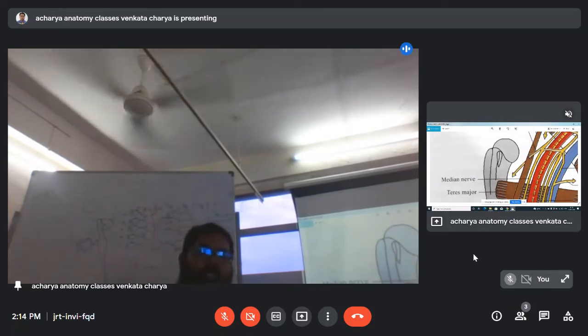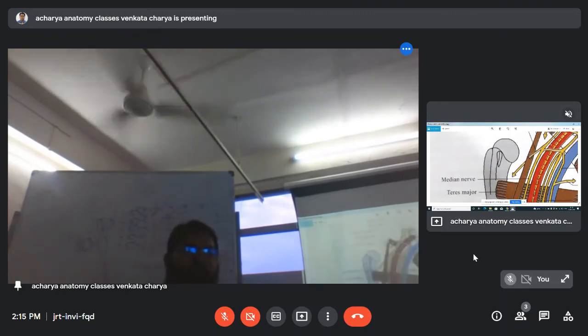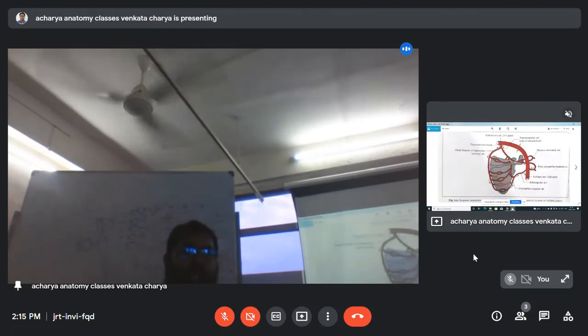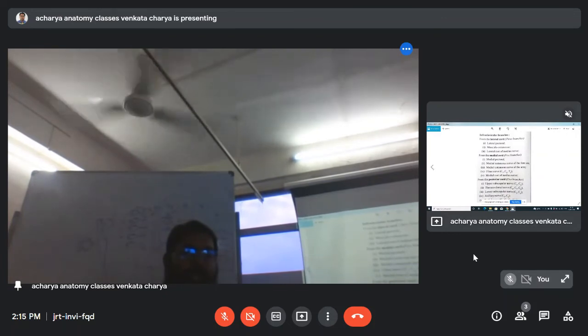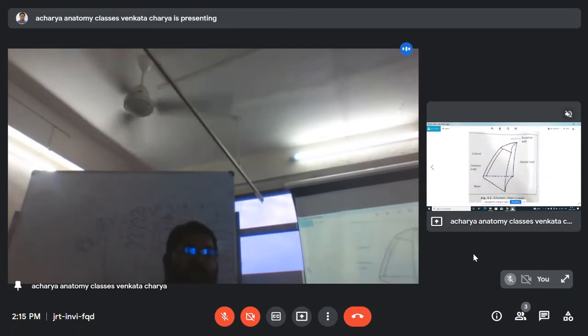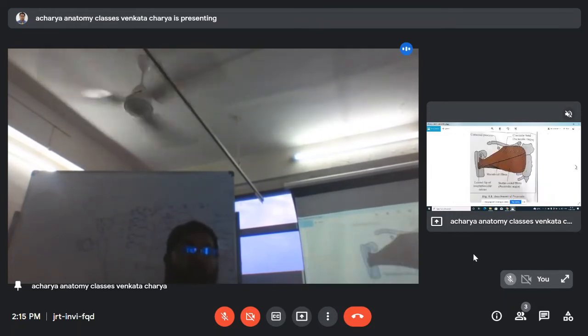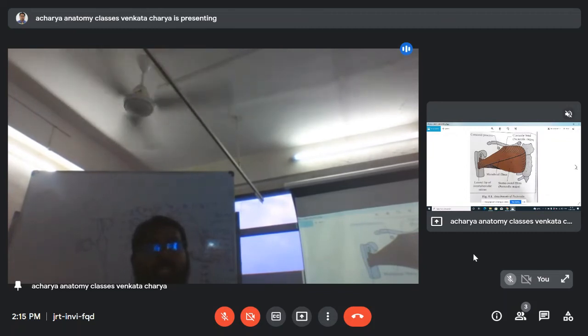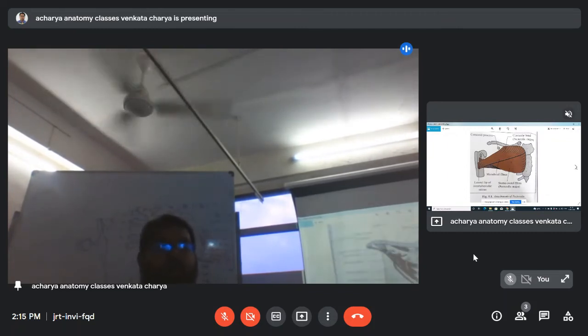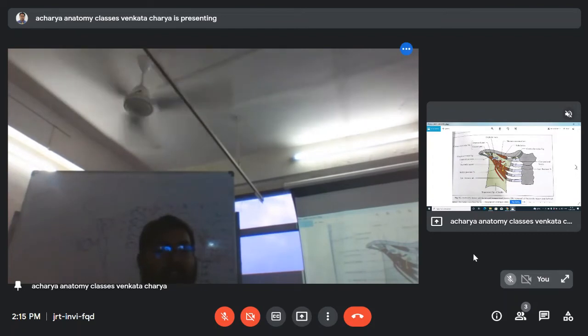Medial cord, the first branch is the medial pectoral nerve. Medial pectoral nerve, first branch. Medial pectoral nerve arises from the, where does it arise from, tell me. It arises from the medial cord of the brachial plexus.